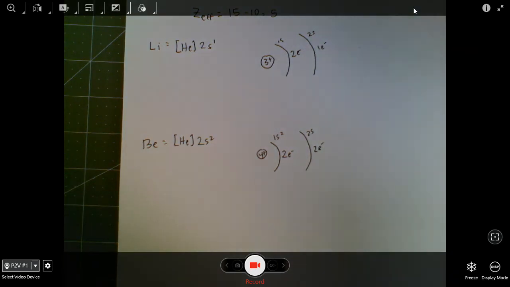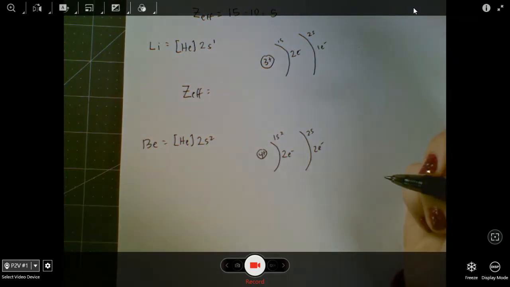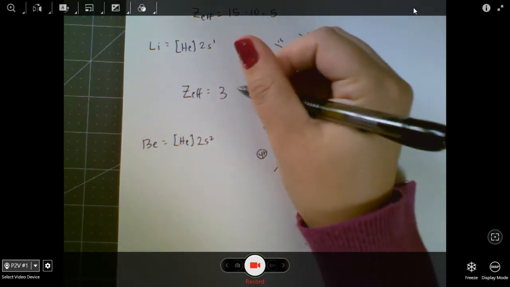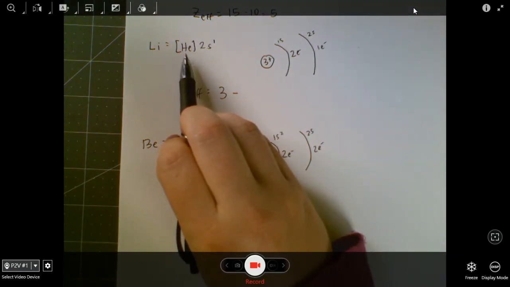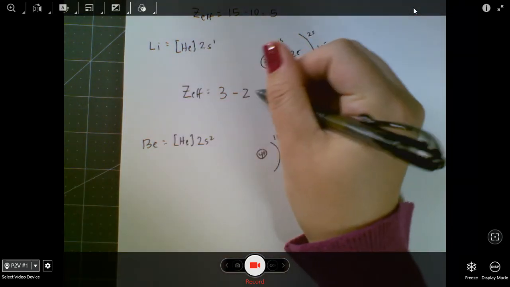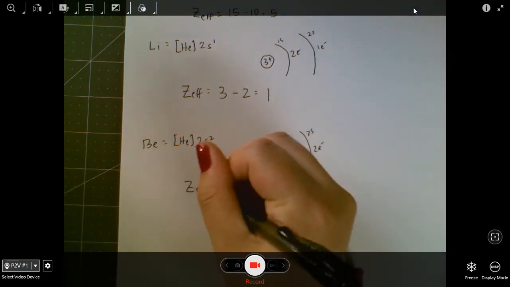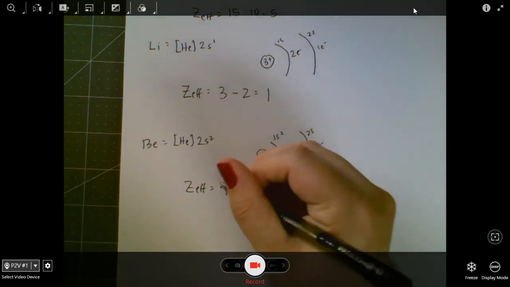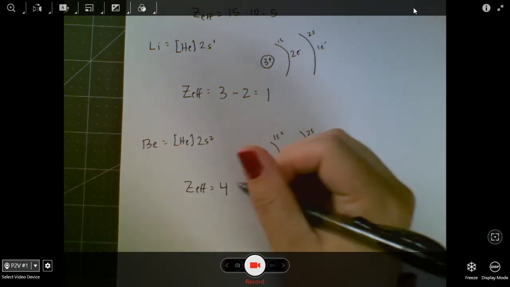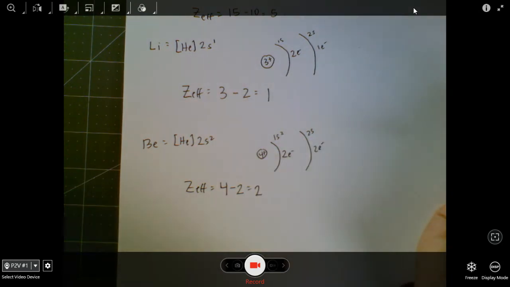Okay, so when we calculate our effective nuclear charge for both of these, what we're going to do is take its atomic number, in the case of lithium that's 3, and subtract only the number of core electrons. So that's the number of electrons in that noble gas, which is going to be 2. So our effective nuclear charge for lithium is 1. Our effective nuclear charge for beryllium is calculated with 4 protons minus its core electrons, and that gives it an effective nuclear charge of 2.